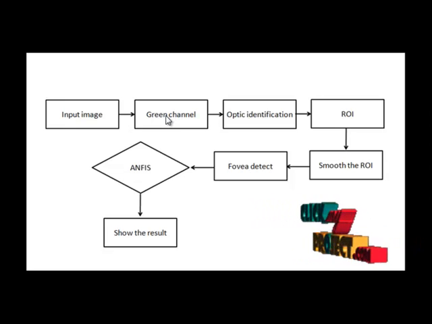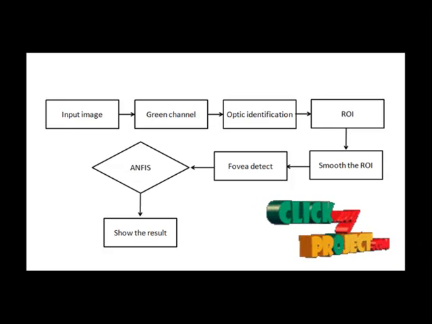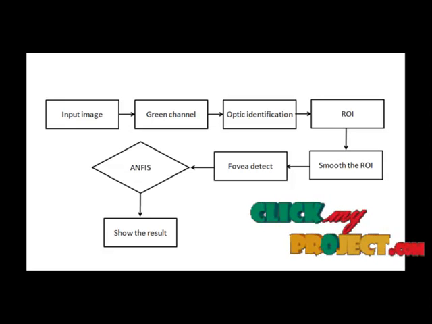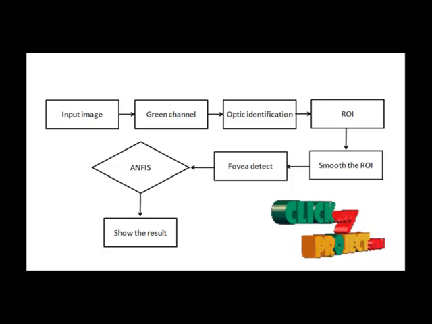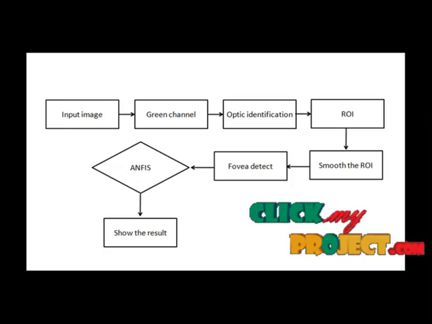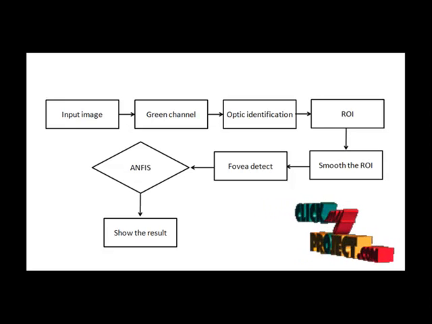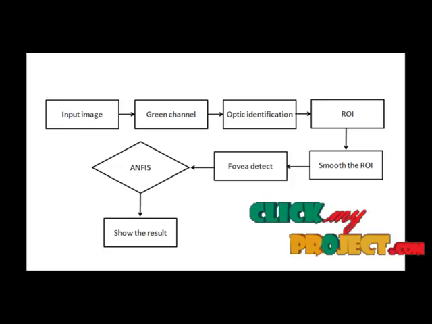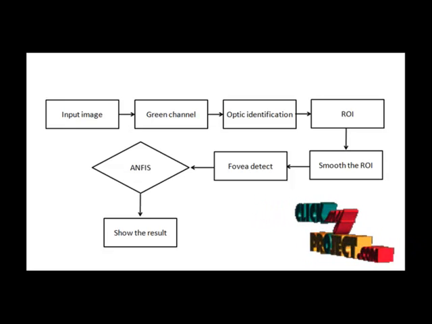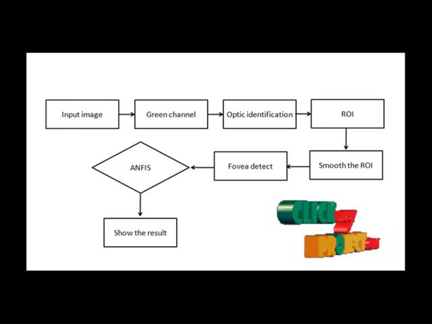Then the green channel image goes to the optic disc identification process. In this process, we identify the optic disc location using the superior and inferior nasal arcades, which are located on the opposite side of the temporal arcades. Optic disc detection with the neurobiological technique has two main stages. One is detection of the optic disc location, and the other is detection of the disc boundary. The optic disc location is based on the vascular tree.